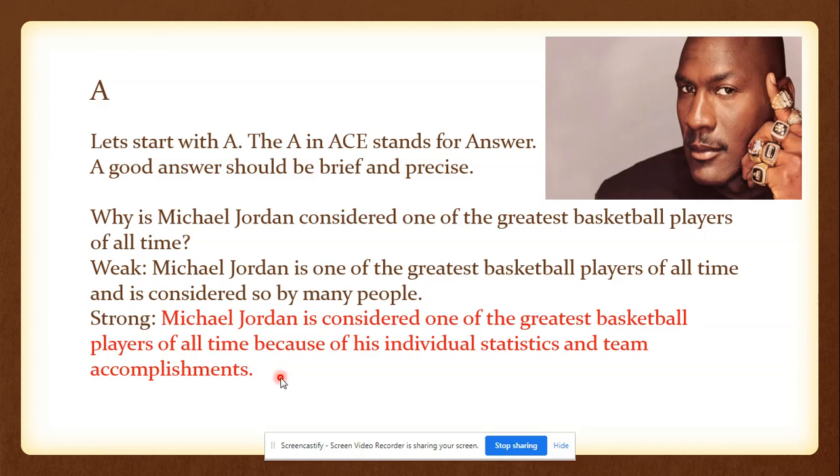So when you're doing this on your own in a little while, always go back and check that you have a because in your first sentence.